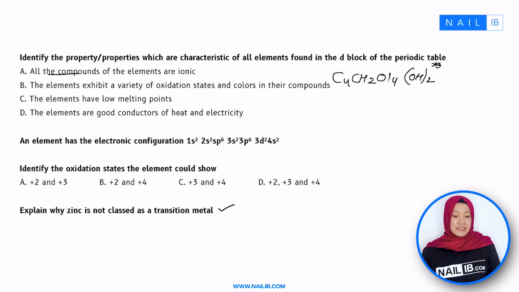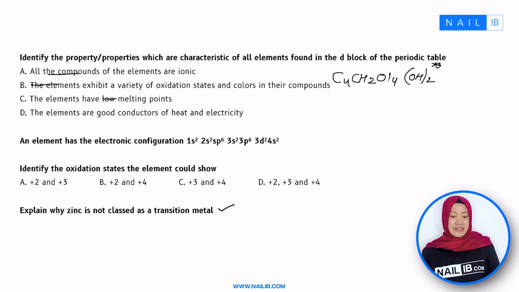So B is not correct. d elements have low melting points? No. Transition metals have high melting points due to strong metallic bonds. And d elements are good conductors of heat and electricity. They are metals, so they will be able to conduct heat and electricity.